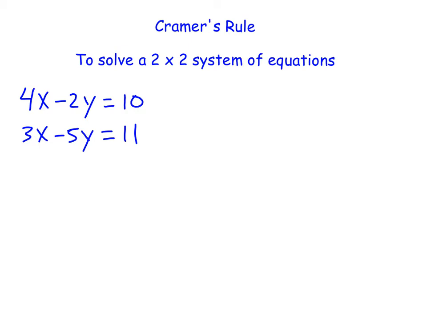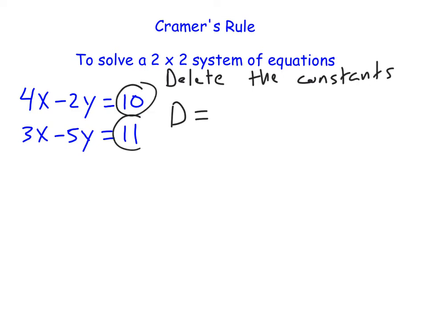The very first thing that I need to find if I'm doing a two equation system is I got to find D. Here's how it works. I just tell students to remember D. Think of it as delete the constants. You'll see this whole process revolves around the constants, which are 10 in the first equation and 11 in the second. Now doing that leaves me with a 2x2.